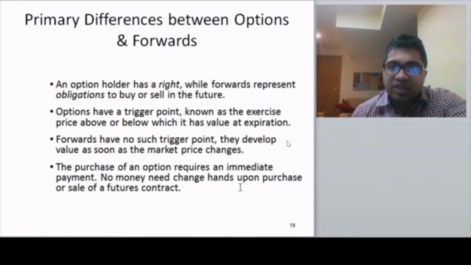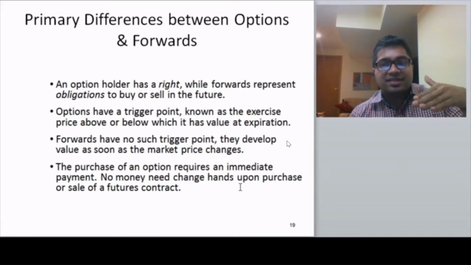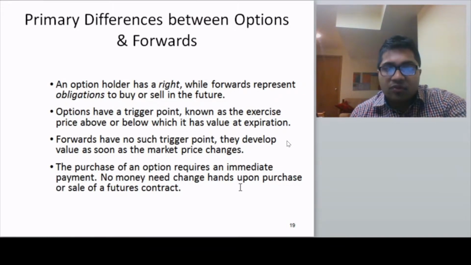The primary difference between options and forwards: an option holder has the right, while a forward holder has an obligation to buy or sell in the future. Options have a trigger point known as the exercise price, above or below which it has an expiration. So trigger point means the price is set at which you will buy or sell. Forwards have no trigger point; they develop value as soon as the market price changes.